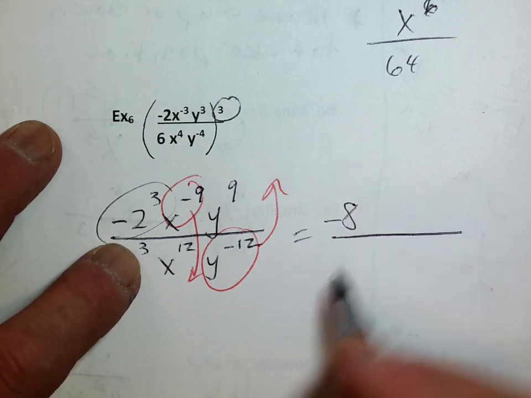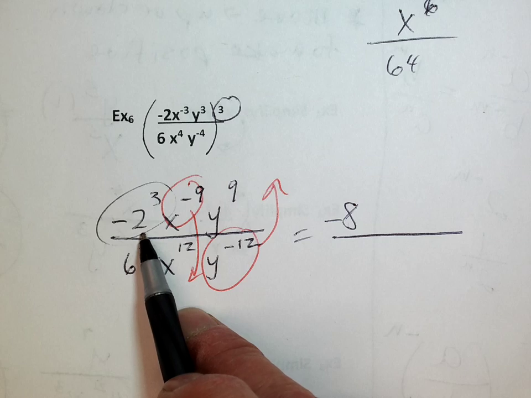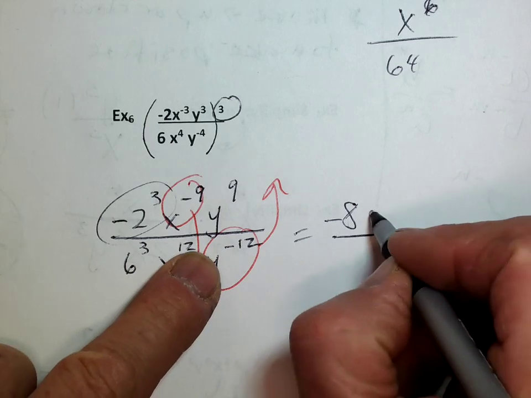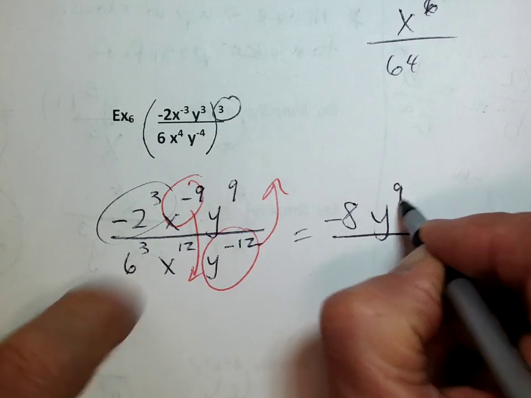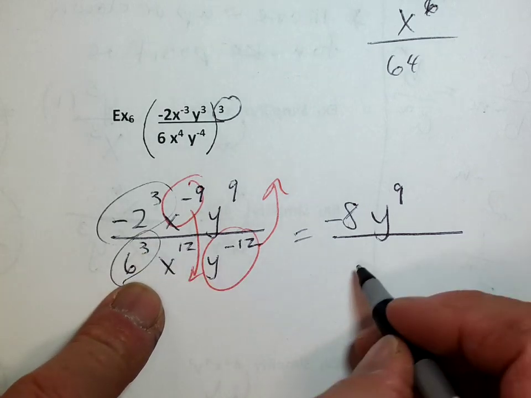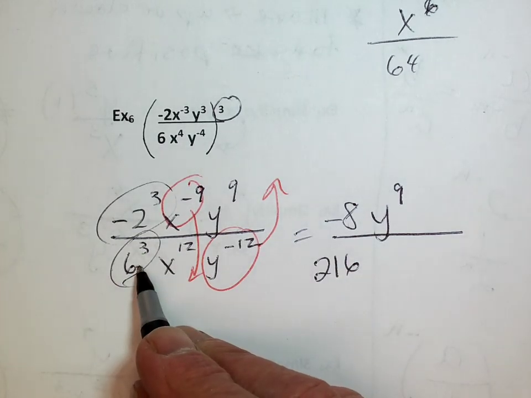Would you guys be offended if I just made that negative 8? Negative 2 times negative 2 times negative 2. You don't like that? Fine, won't be offended. Y to the 9th. Brought down my, oh, and do you mind if I change this to 216? 6 times 6 is 36, times 6 is 216.